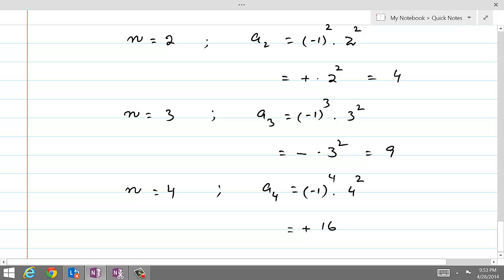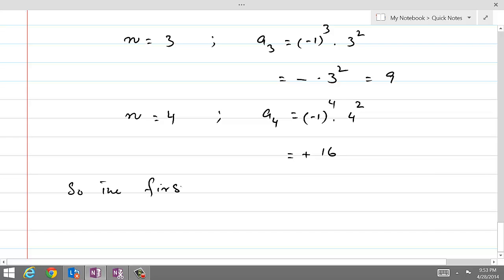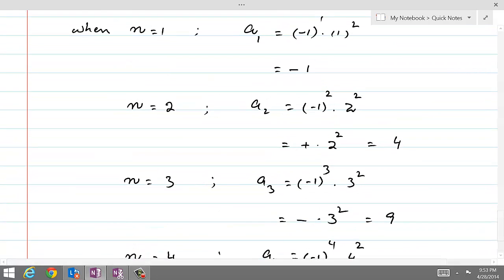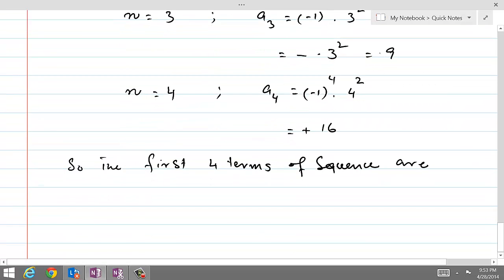So the required number of terms, we were required to write only the first 4 terms. So the first 4 terms of the sequence are, what are the first 4 terms? Minus 1, 4, minus 9, and 16. And we can continue this way.